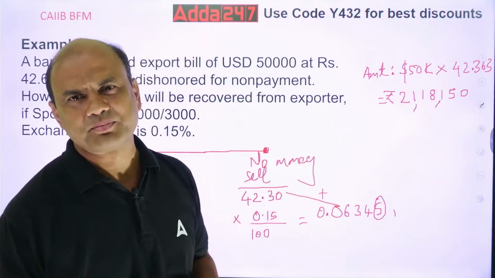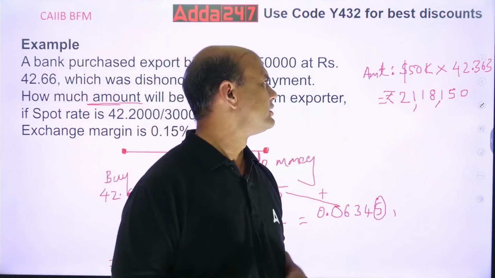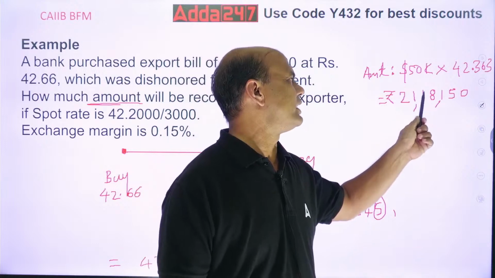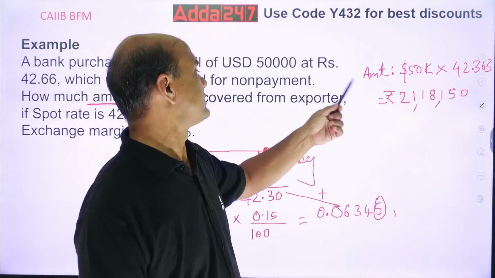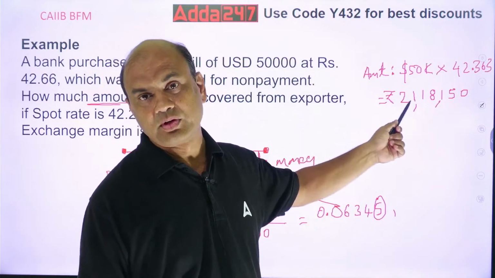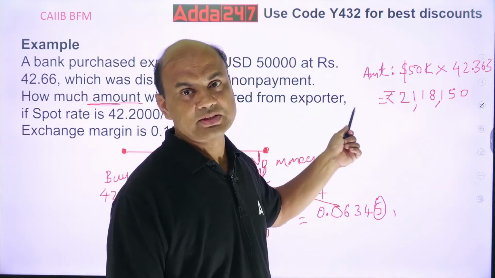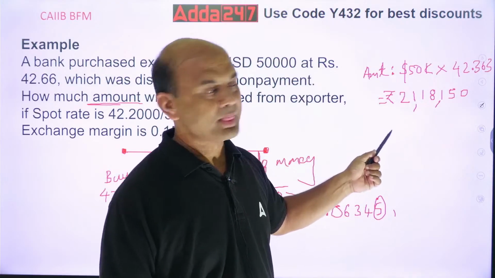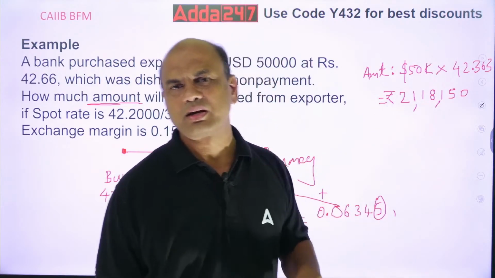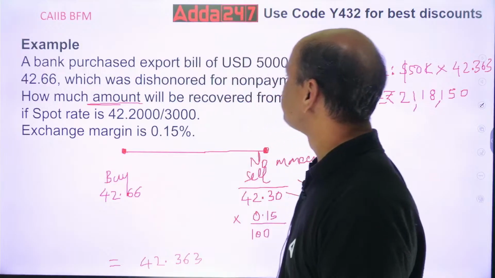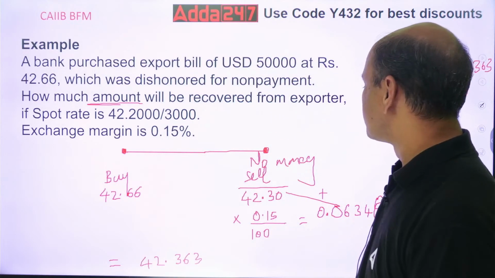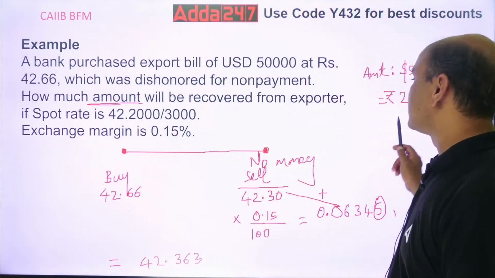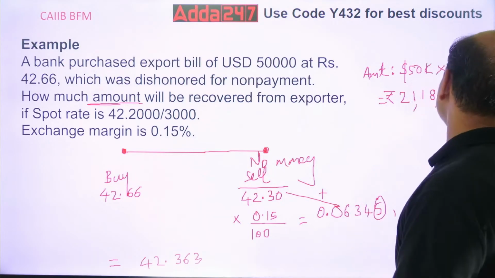What's the problem? Right? So multiply 21,18,150. Got it? So this is the amount. See, you are doing a sale now. You have sold $1. You will get the money from this buyer, this much amount. So this is the amount, 21,18,150. Right? Got it? So now, this is the amount of recovery. Got it?